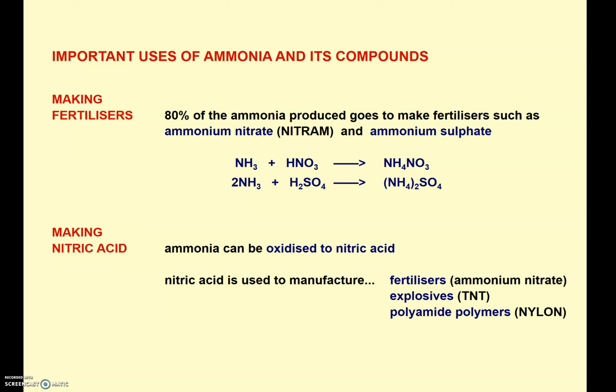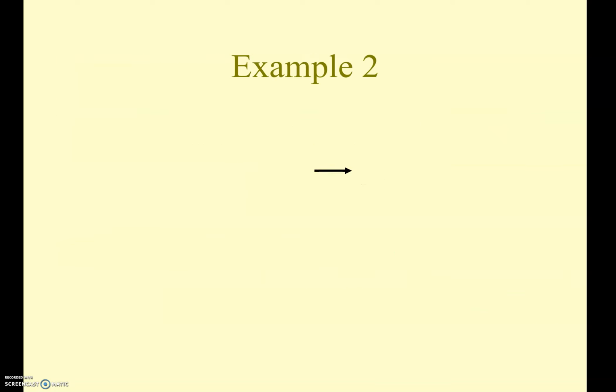And that nitric acid then again can go on to be used to make fertilizers, so ammonium nitrate. Actually, that's it up here. This is the nitric acid. Explosives and polyamide polymers. So nylon, basically, that your clothes are made out of as well. This is your second example then.